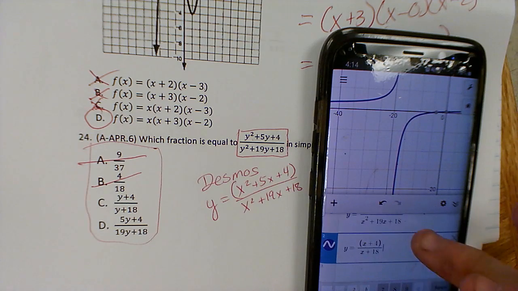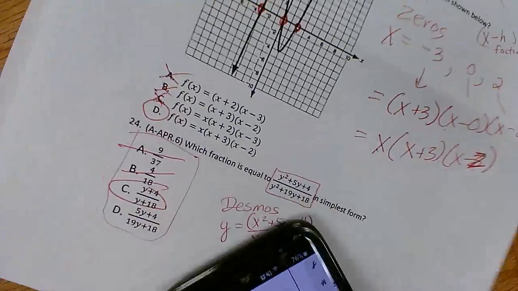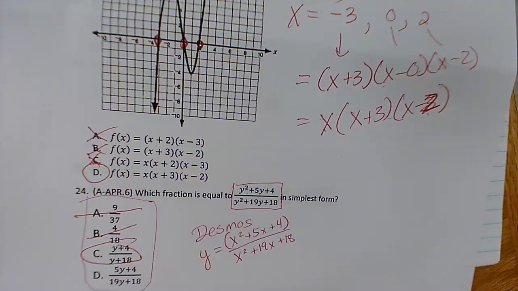I can't even tell the difference between the two. Don't even need to check the last one. It's C. 24 down, more to go.